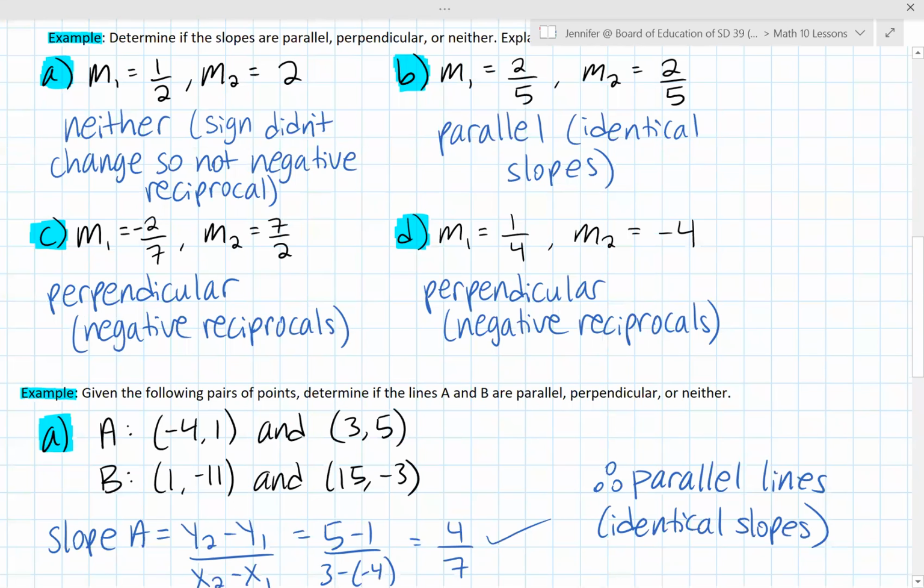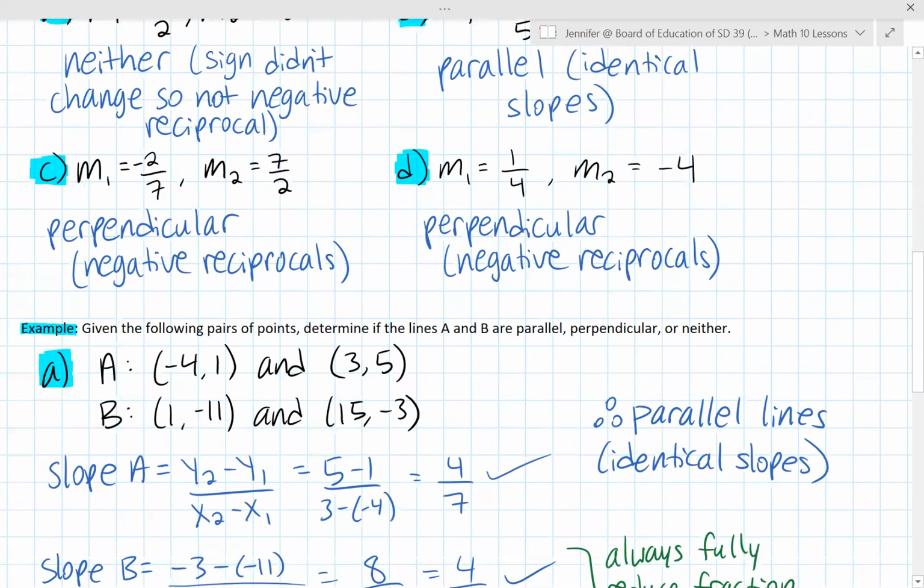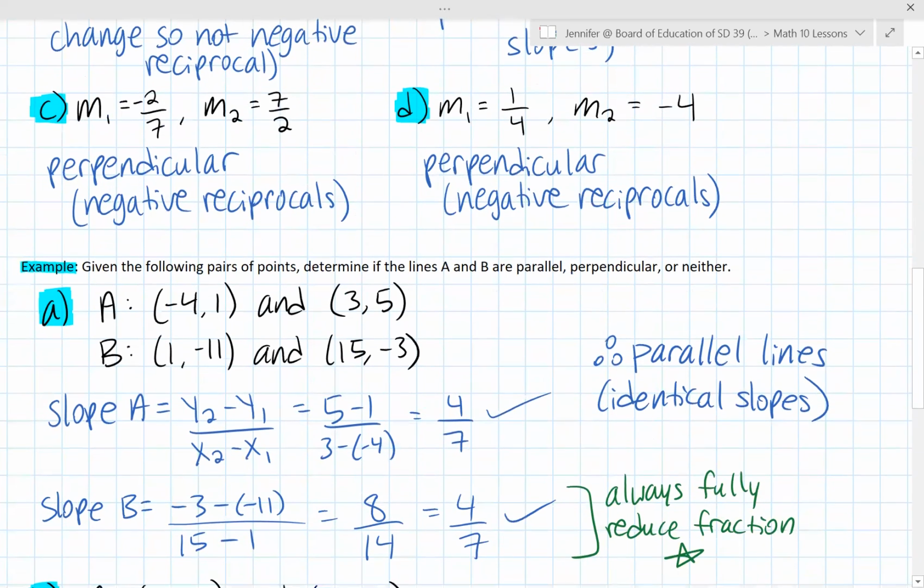In this next example, given the following pairs of points, determine if the lines A and B are parallel, perpendicular, or neither. So there's example A. We have the 2 points given. We don't have a graph, and we have to calculate the slopes to see if they're equal, negative reciprocals, or neither. When we use our y2 minus y1 over x2 minus x1 formula, we find that the slope for line A and B is both 4/7. So these lines are parallel, and we explain that it's because they have identical slopes.